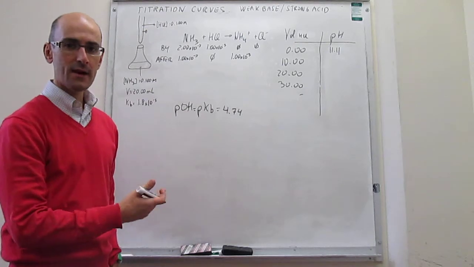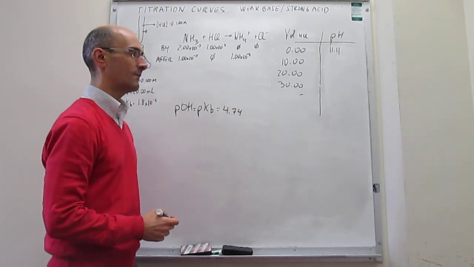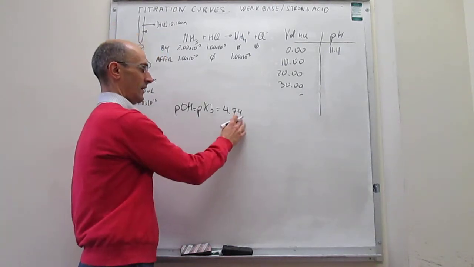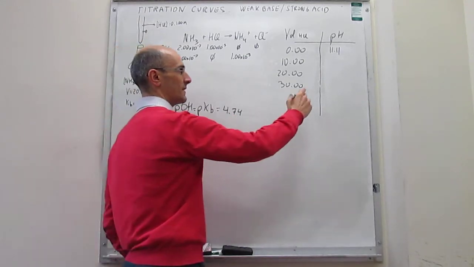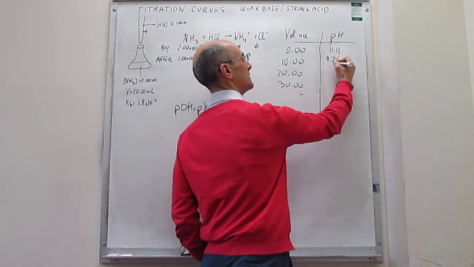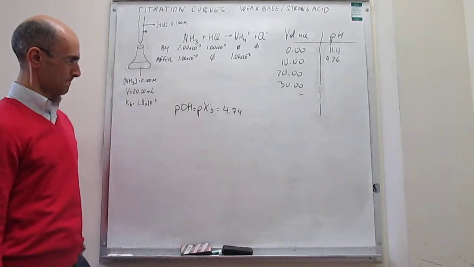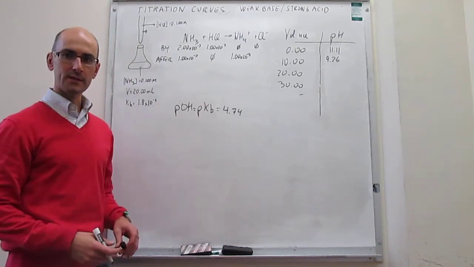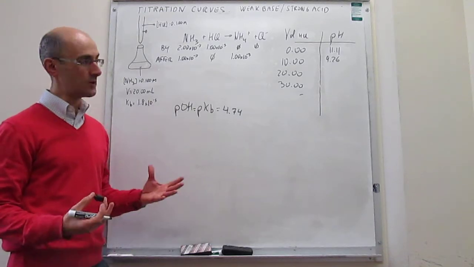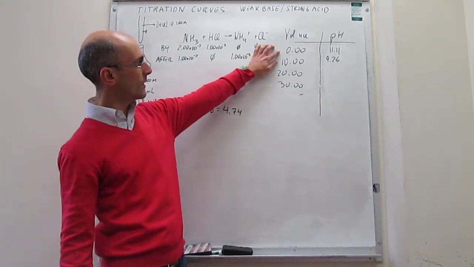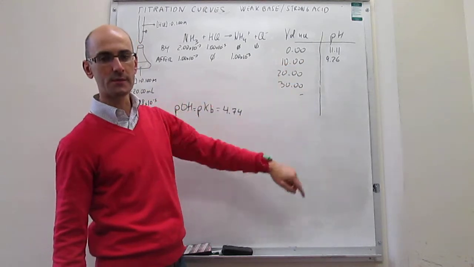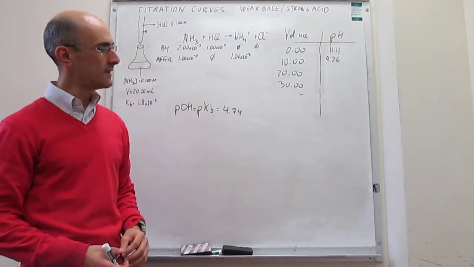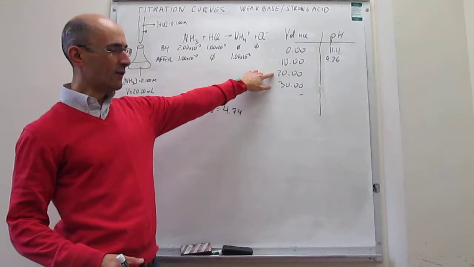And the pH at the half equivalence point happens to be 9.26. The half equivalence point is an easy point to calculate because the pH is dictated by the Henderson-Hasselbalch equation. So this makes perfect sense. We have added some acid and the pH has dropped. That's exactly what we expect. Let's now move to the equivalence point.